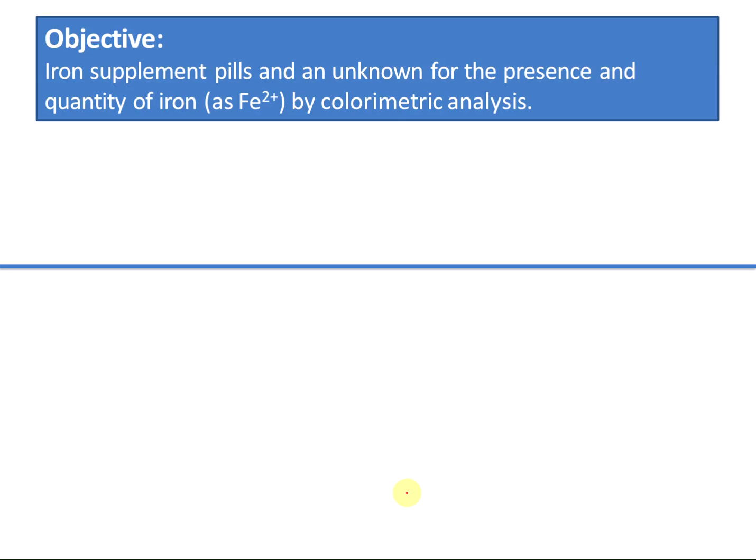So the objective in this lab is that we're going to take some iron supplement pills, basically some vitamins, and an unknown solution given to us by the stockroom, and we're going to analyze the concentration of iron in it as iron 2 plus using colorimetric analysis. Basically, the more intensely colored it is, the more concentrated it is, and we're going to be able to quantitatively measure the concentration of the iron.